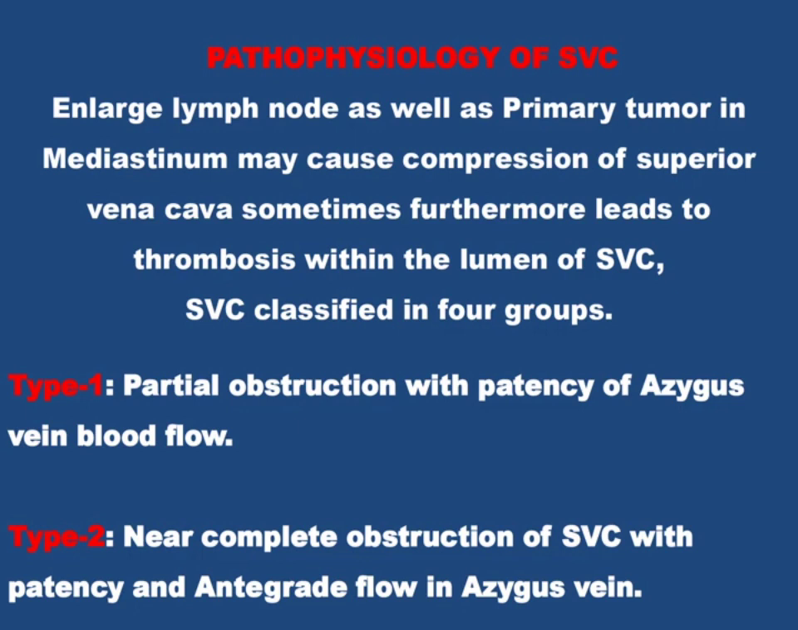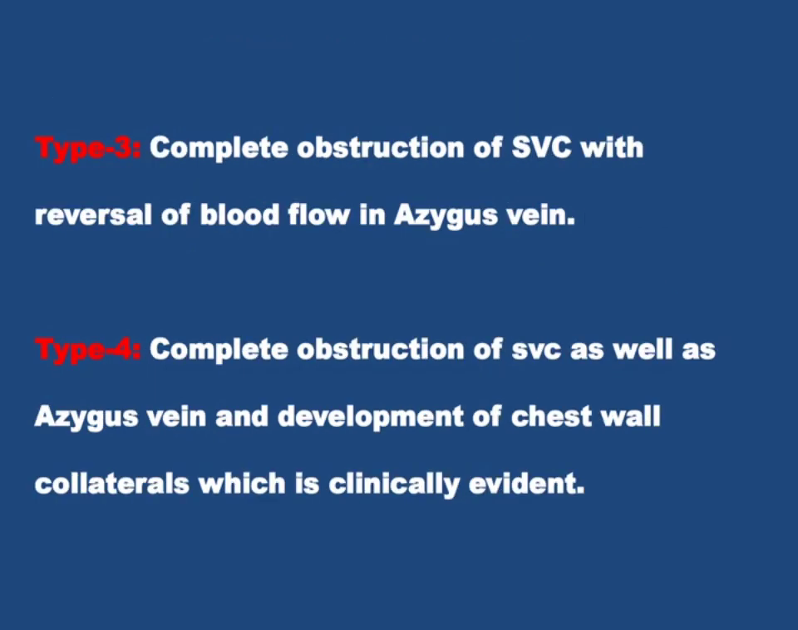So what is the pathophysiology of superior vena cava syndrome? The enlarged lymph node, as well as the primary tumor in the mediastinum, may cause compression of the superior vena cava that leads to superior vena cava syndrome. Sometimes thrombosis within the lumen of the superior vena cava leads to the problem. But I repeat, thrombosis within the lumen of the superior vena cava is difficult to manage, and how it will be managed we will see, because it limits the primary role of radiotherapy here.